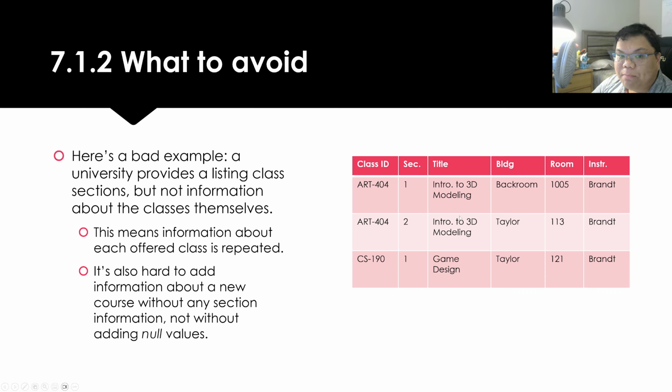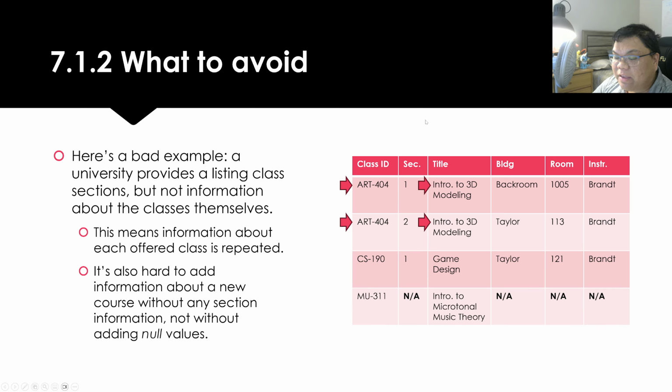What makes this example bad is, look, there's some redundant information. We are repeating information because we have two separate instances of the same class being taught in different classrooms. Additionally, what if the university wants to offer a brand new class, say, Intro to Microtonal Music Theory, but they don't have anyone to teach it yet, and they haven't found an appropriate building to teach it in yet? Well, they have to put in not applicables, or, as we'll see, null values for those fields.